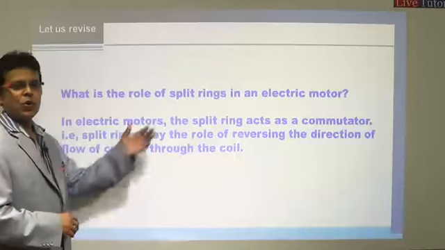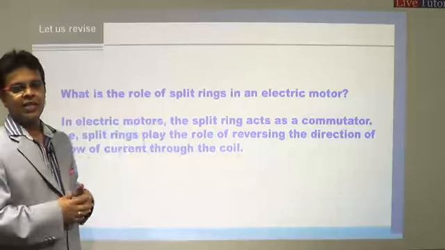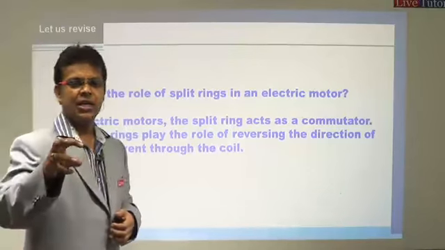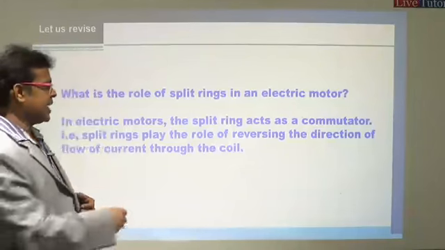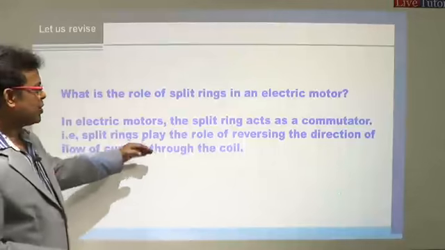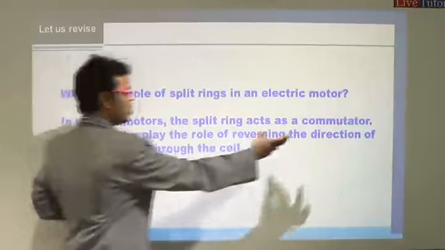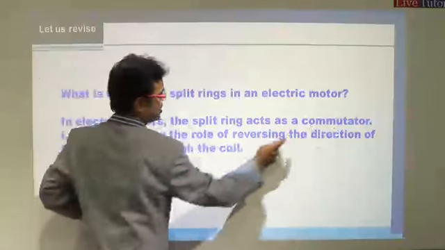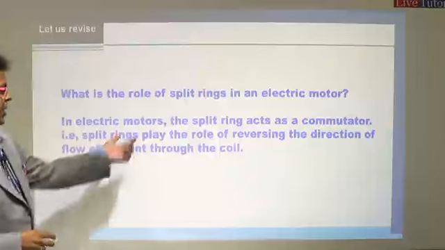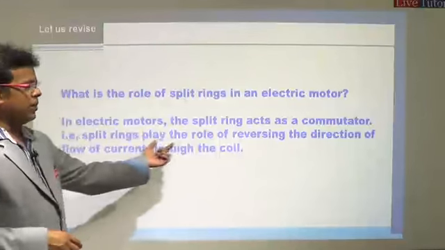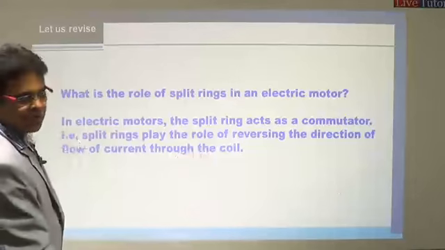And the next one, what is the role of the split rings? Already we have discussed. The split ring is acting as a commutator, that is, it plays the role of reversing the direction of flow of current through the coil. Isn't it? So this is also one of the easiest questions. This word commutator and reversing the direction of current, these are the two important points you have to underline. The split rings act as a commutator, that is, they play the role of reversing the direction of current in the coil.